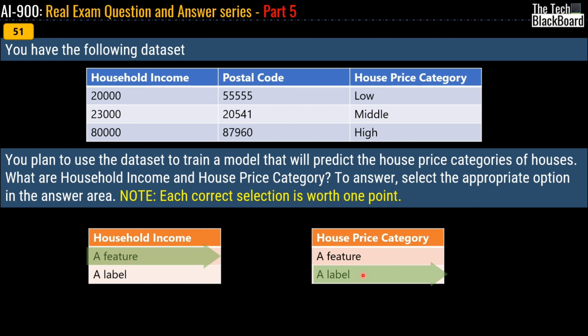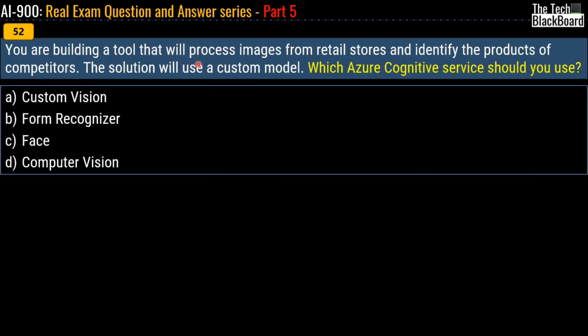Coming to question number 52, the question says that you are building a tool that will process images from retail stores and identify the products of competitors. The solution will use a custom model. Which Azure cognitive service should you use? Your options are custom vision, form recognizer, face, or computer vision. The correct answer for this question is option A, custom vision.